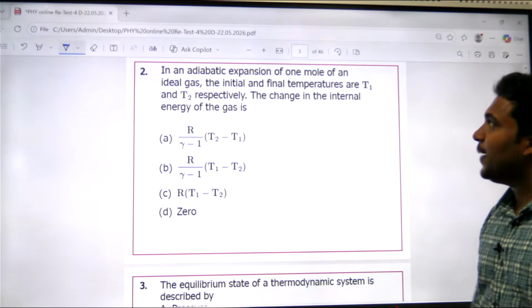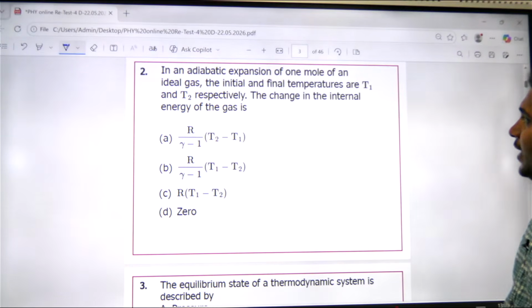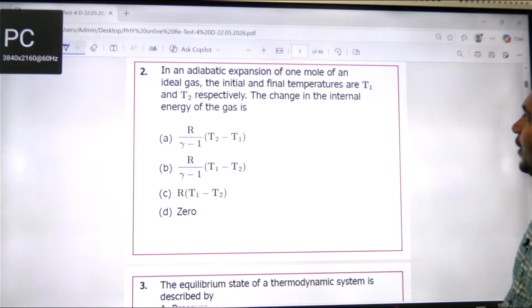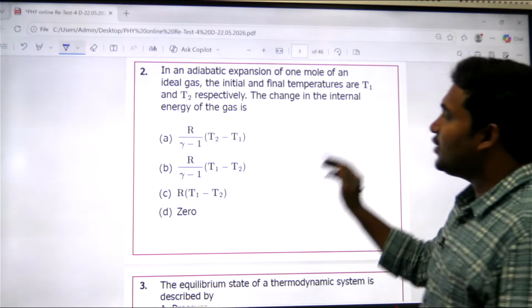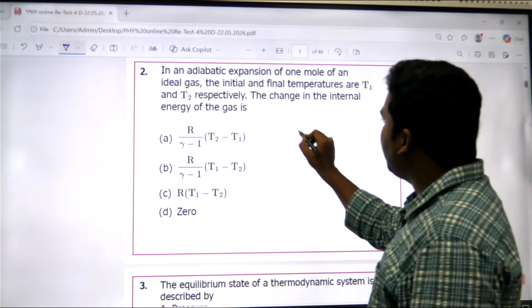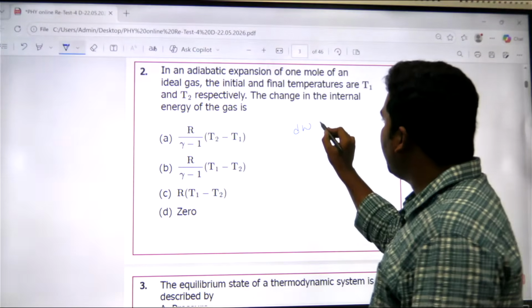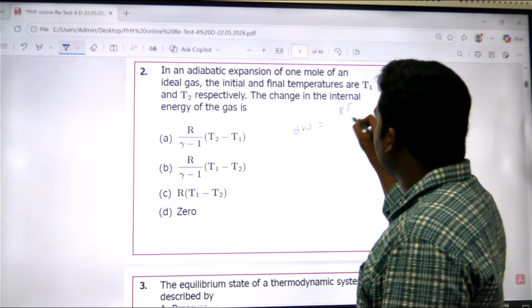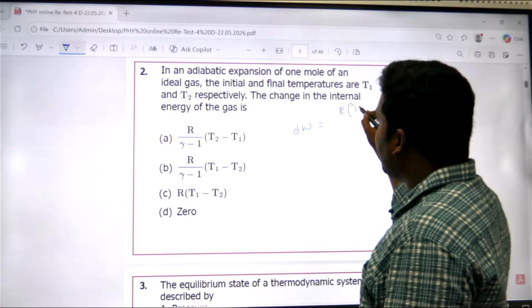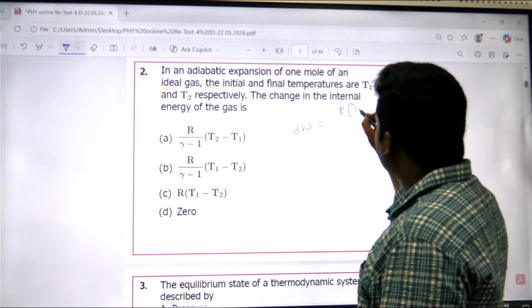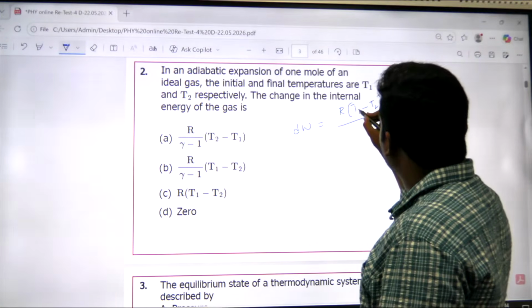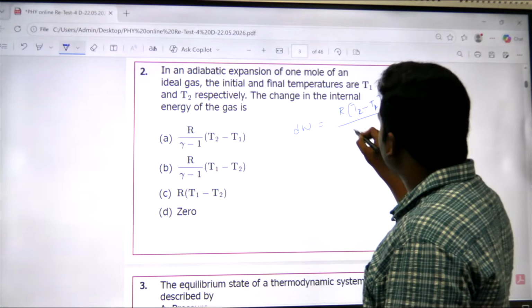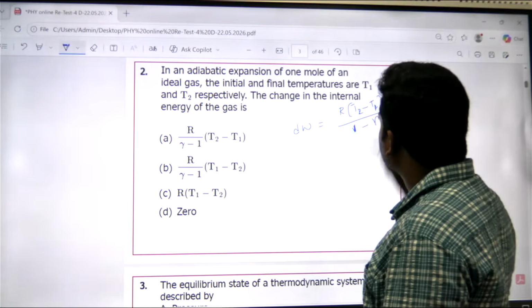in an adiabatic expansion of 1 mole of an ideal gas, the initial and final temperatures are T1 and T2 respectively. What is the change in the internal energy of the gas? We know the work done in adiabatic processes is R(T2 minus T1) divided by 1 minus gamma.